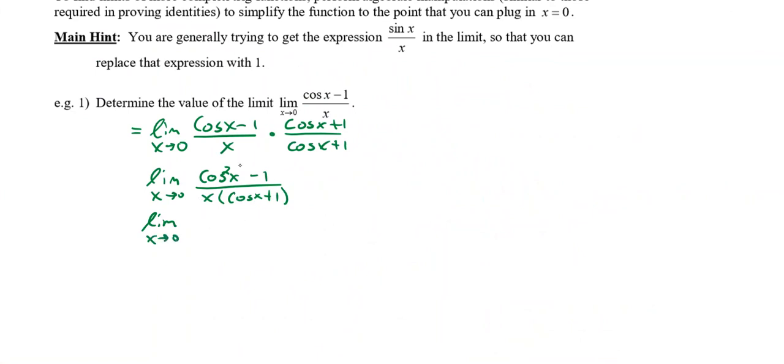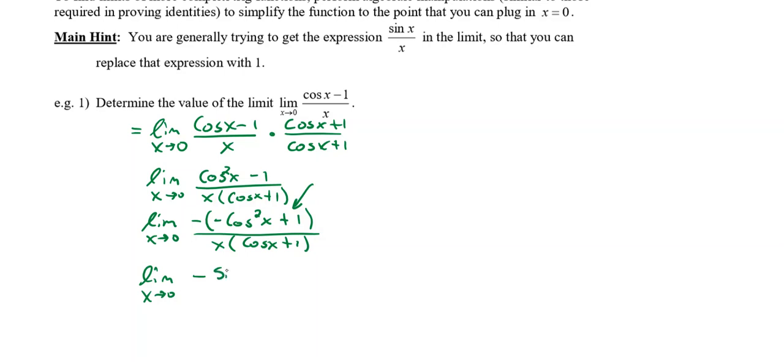And now what I'm going to do here to turn it into something I like is factor out a negative. So we're going to factor out a negative, and then we have negative cos squared x plus 1. Well, that really is 1 minus cos squared x, isn't it? And that's all over x times cos x plus 1. Well, I get to replace this now, right? This whole top part, that's an identity.